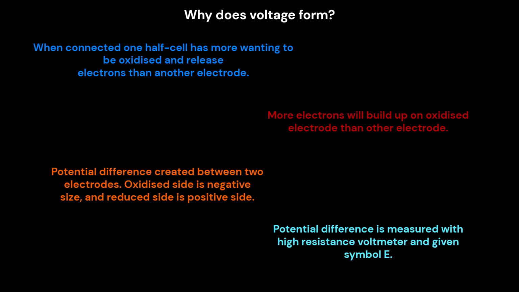Why does voltage form? When connected, one half cell has more tendency to be oxidized and release electrons than the other electrode. More electrons will build up on the oxidized electrode than the other electrode. A potential difference is created between the two electrodes. The oxidized side is negative and the reduced side is positive. The potential difference is measured with a high resistance voltmeter and given a symbol.